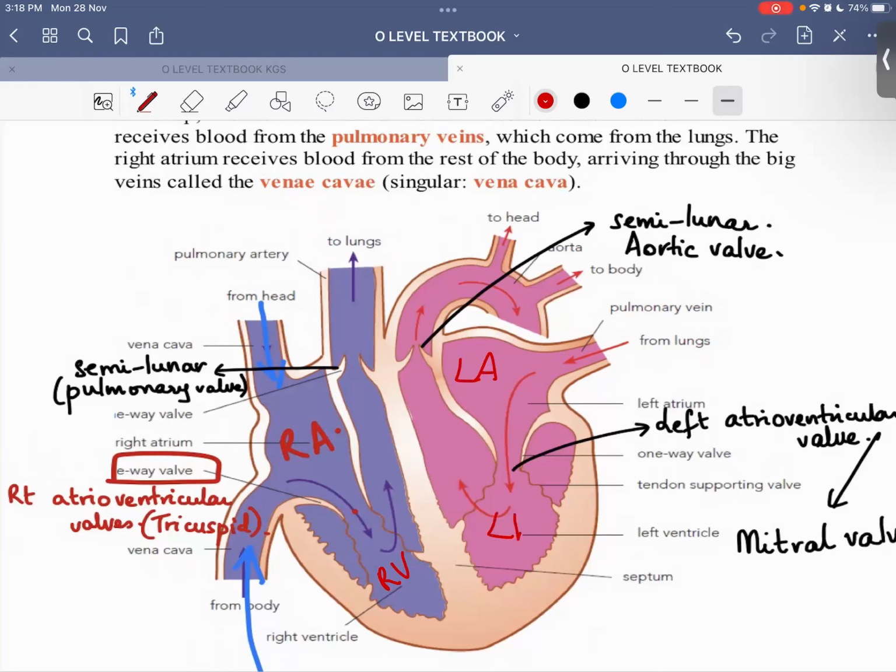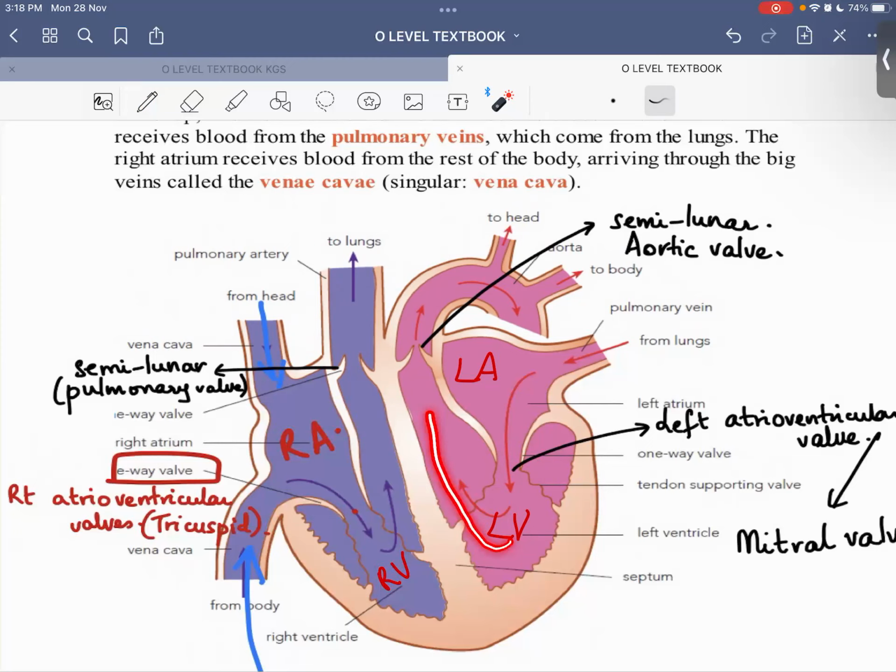Okay, so when the left atrium wants to squeeze the blood, what is the name of this valve? The left atrioventricular valve. And this valve should be open when the blood is going to the left ventricle from the left atrium, and then it should close once all the blood has gone.